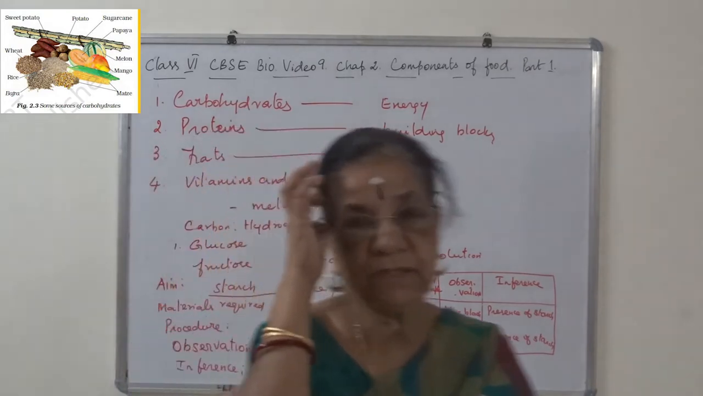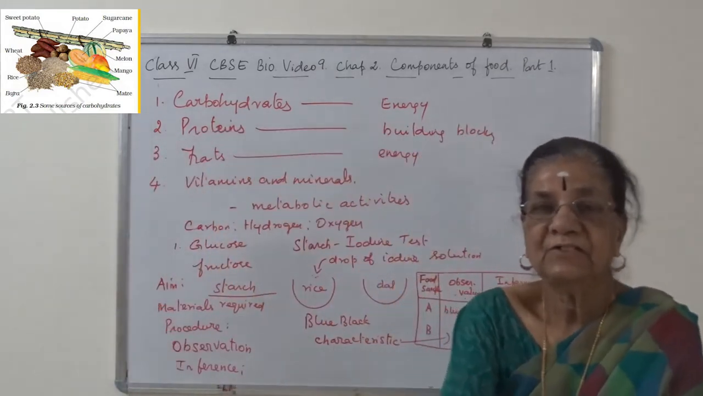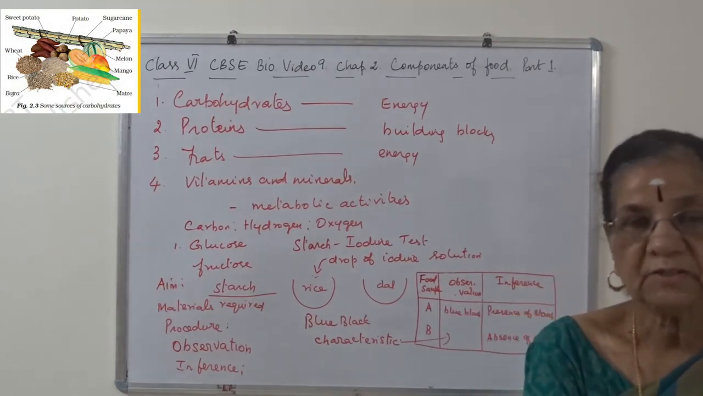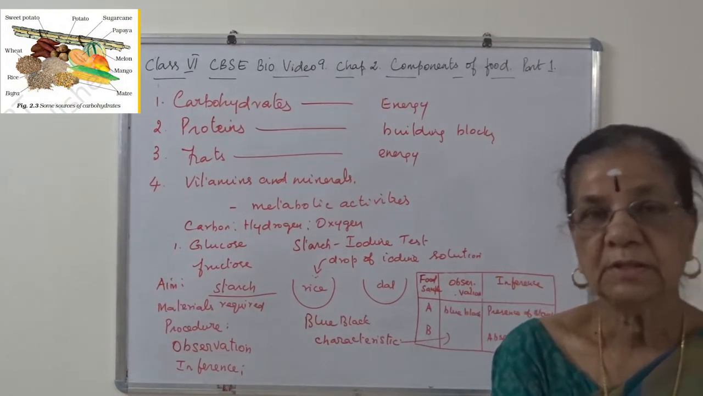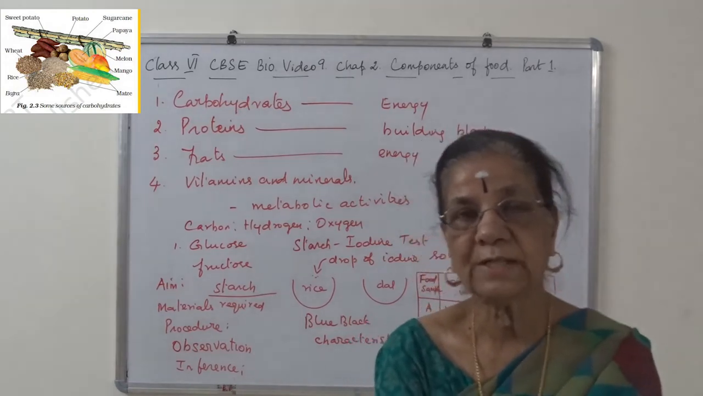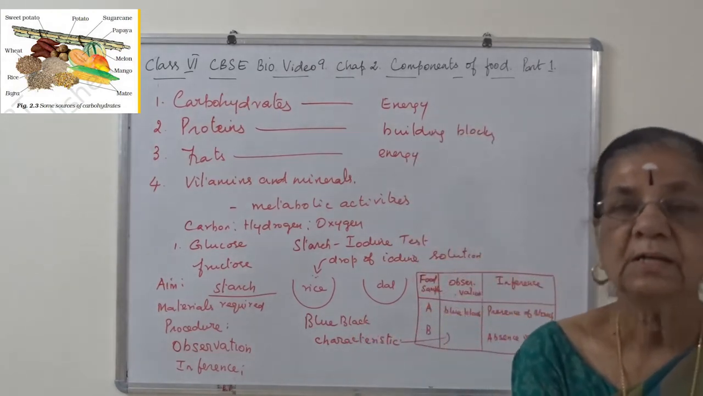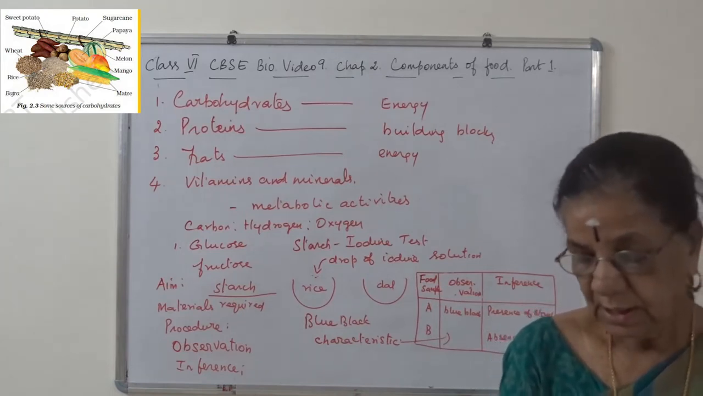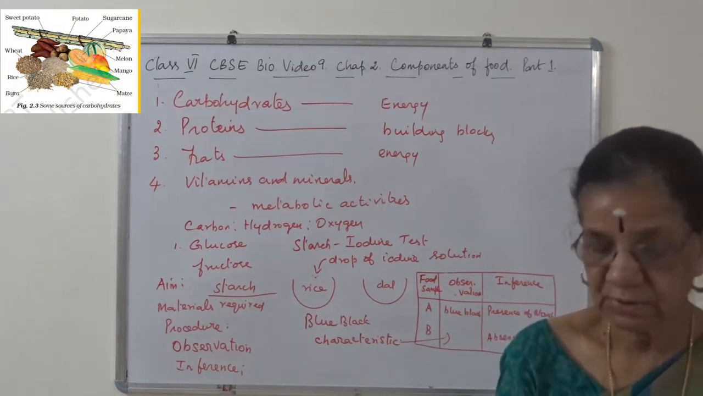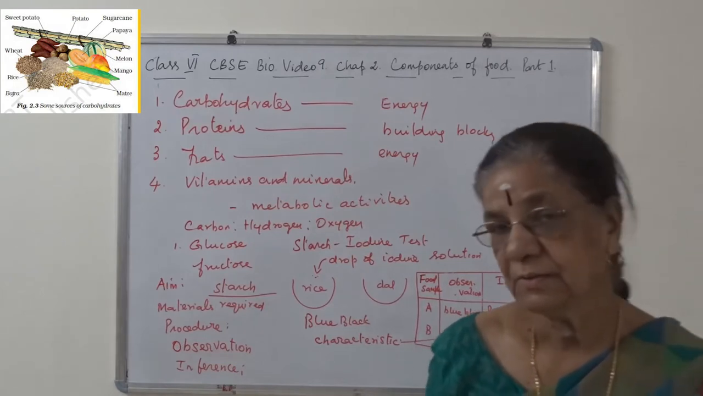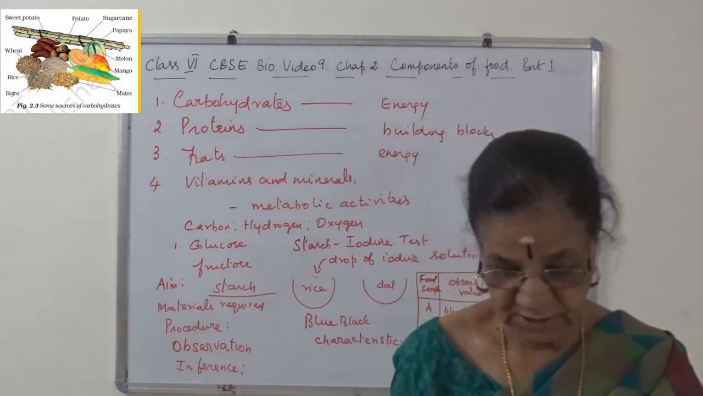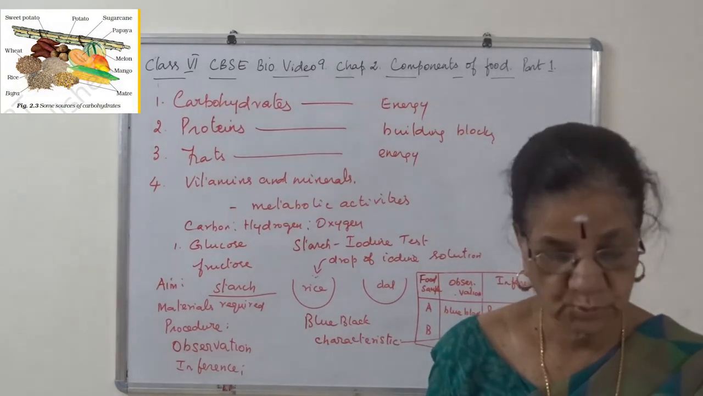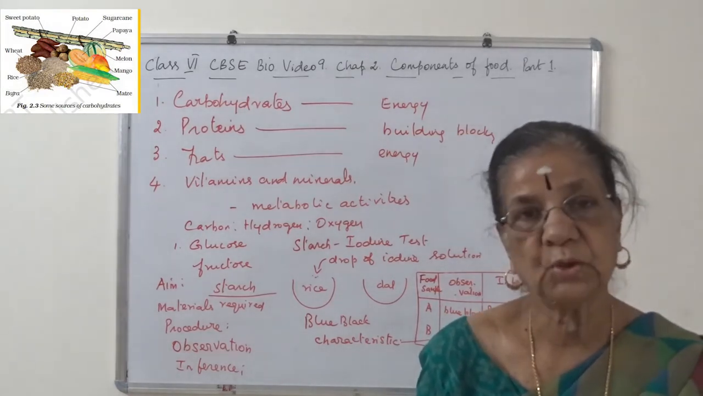Okay. Then the inference you will write as: the food sample A, rice, turns into blue-black color on adding iodine solution. The given sample A contains starch. Right? And I will give you this food test in the QB, and also while writing the observation notebook you just follow it.